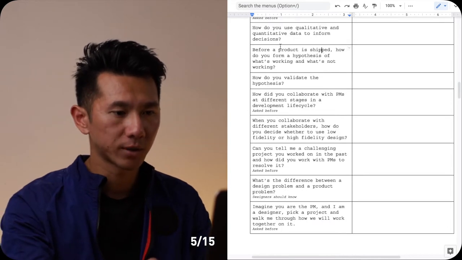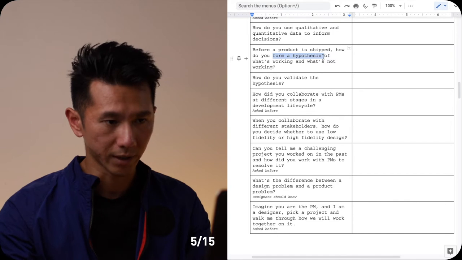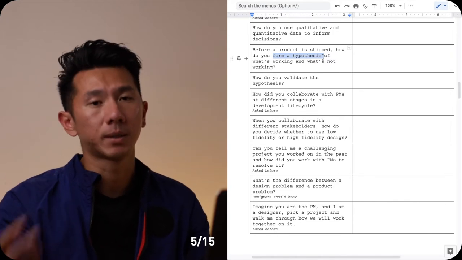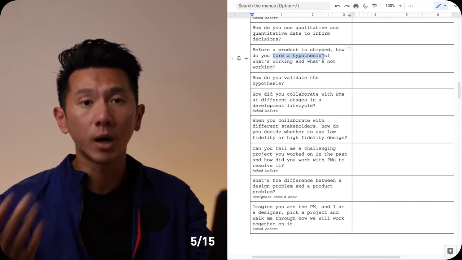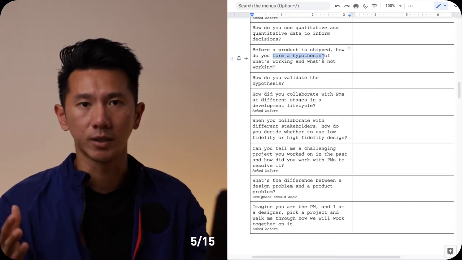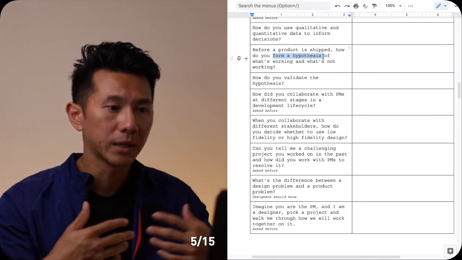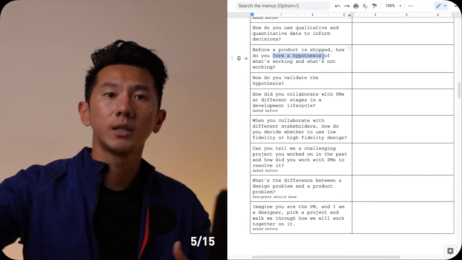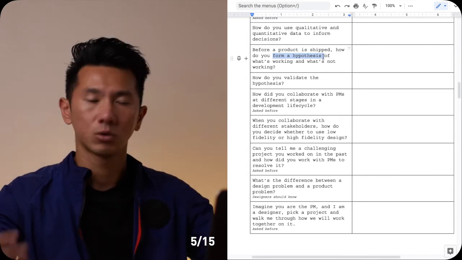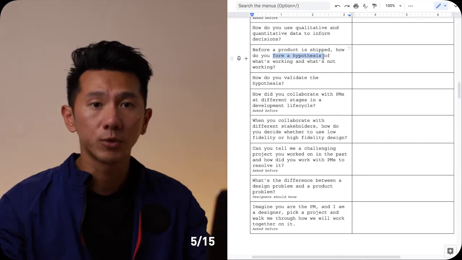Next, before a product is shipped, how do you form a hypothesis of what's working and what's not working? So before you launch the product, before you ship the product, you actually have no idea how it's going to turn out. You can make some assumptions, you can form a hypothesis. So what is your hypothesis based off of? Is it based on user data, user patterns, past history, how other apps perform, and what is the projection of the outcome? It's going to increase the revenue per user by 20 bucks. Why 20 bucks? What's your projection? How do you form your hypothesis?